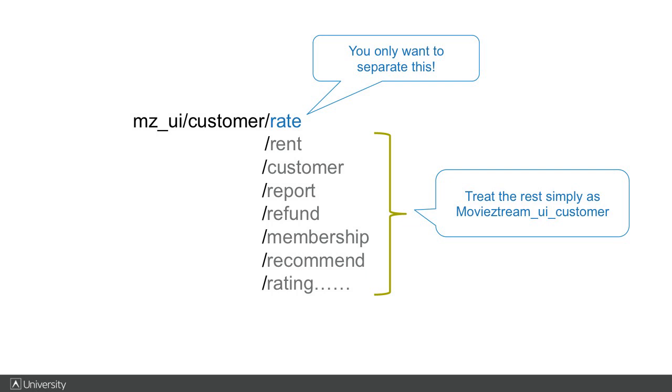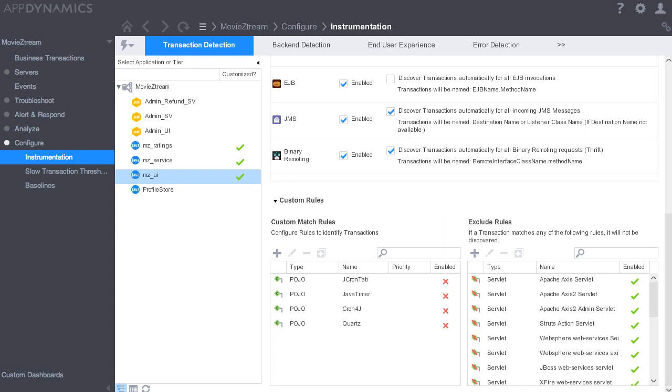Here is a scenario. Default MZ-UI/customer business transaction includes all these variations. Amongst those, you want to track the rate transaction separately while leaving the rest of the default setting. How do we do that? Setting up custom match rules makes this possible.